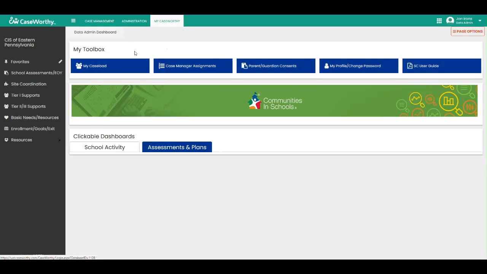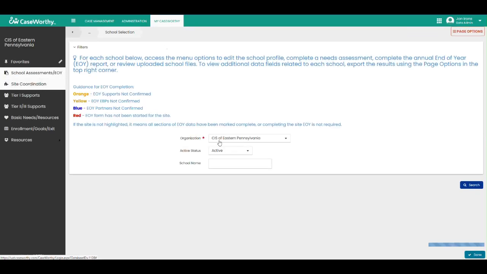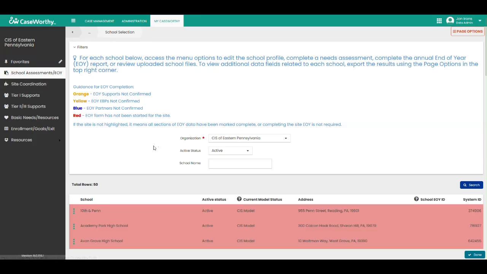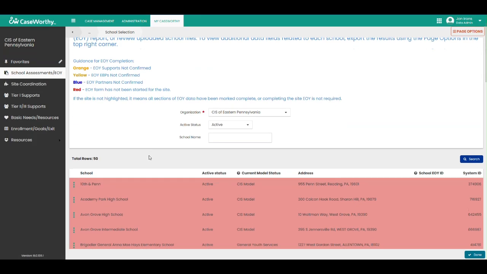Okay, so my Caseworthy, school assessments, and EOY. Your list should just have your one school, and this is where the color coding that you've seen pop up on your school. If you try to go in your needs assessment, this is what the color coding is telling us here at the top.